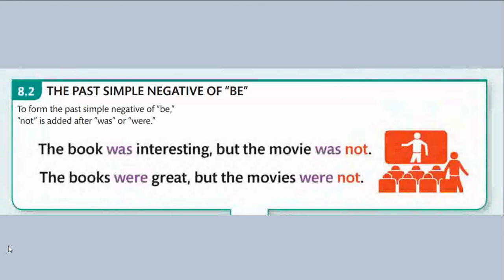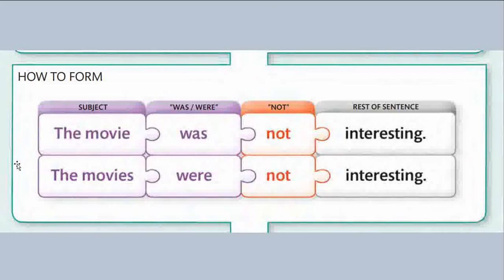So, with be form, we have got certain rules and regulations. How to form this kind of structure? The movie was not interesting. This is the auxiliary, and then this is the verb, and you bring not in between the auxiliary and the main verb. The movie was not interesting. The movies were not interesting. Now, how did we change this was and were? That depends on the subject. Singular will take was, plural will take were. And not is inserted between the auxiliary and the main verb.